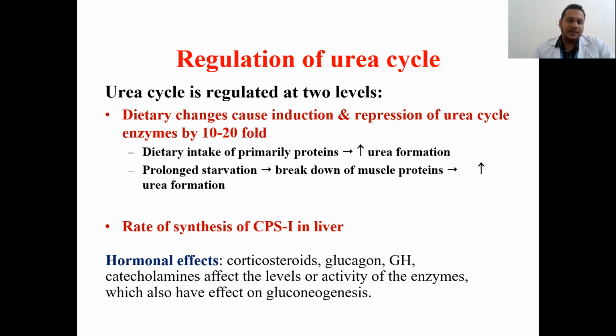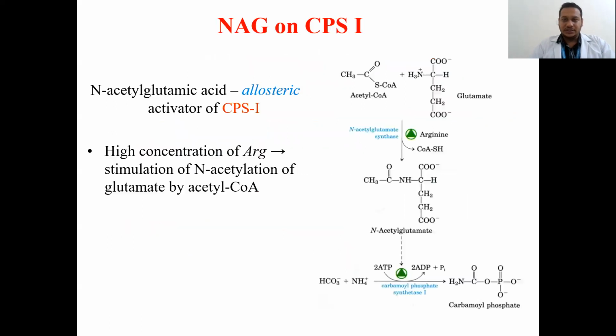Next, the regulation of the urea cycle. The regulation of the urea cycle takes place at two levels, where dietary changes cause induction and repression of urea cycle enzymes by 10 to 20 fold, where dietary intake, primarily of protein, will increase urea formation. Prolonged starvation also leads to breakdown of muscle protein for urea formation. The rate of synthesis of carbamoyl phosphate synthase 1 in the liver, and hormonal effects such as corticosteroids, glucagon, growth hormone and catecholamines, affect the level or activity of the enzyme, which also have an effect on gluconeogenesis.